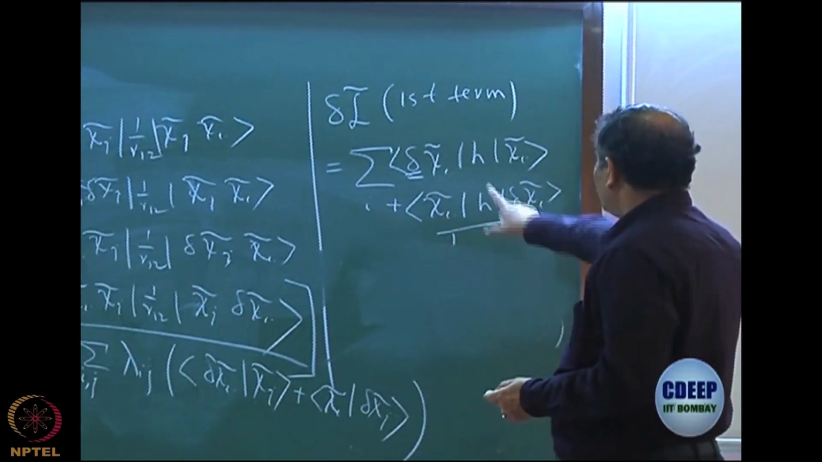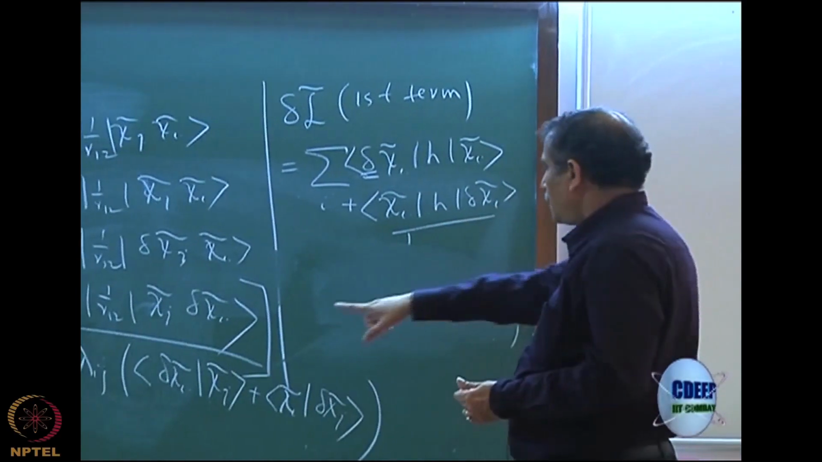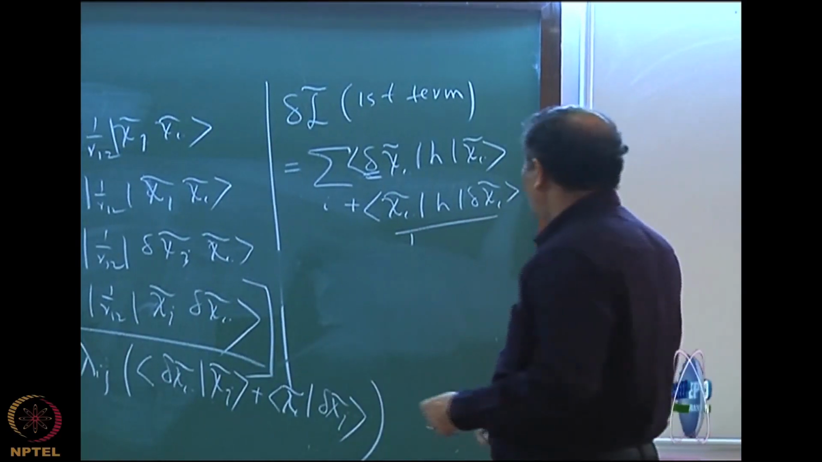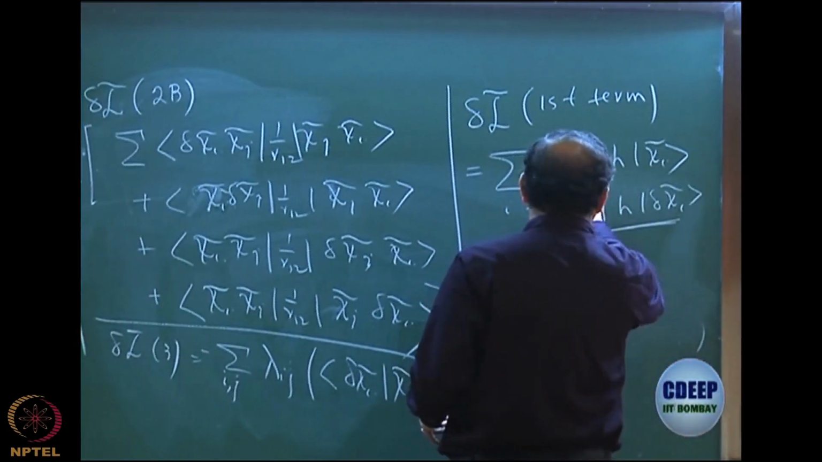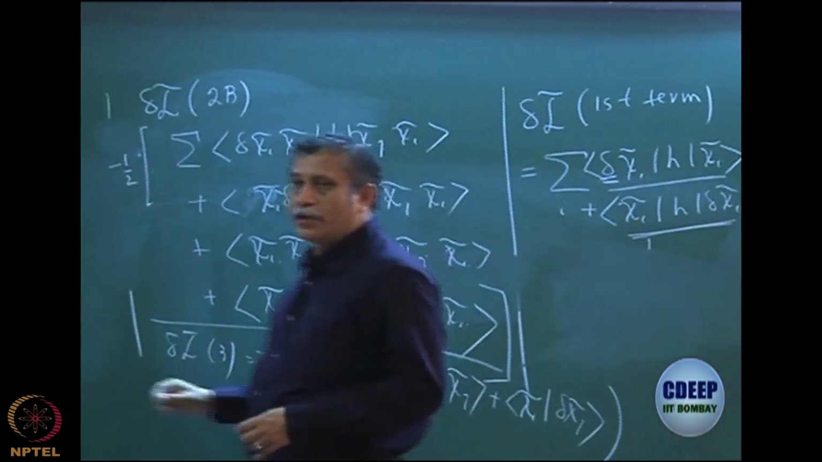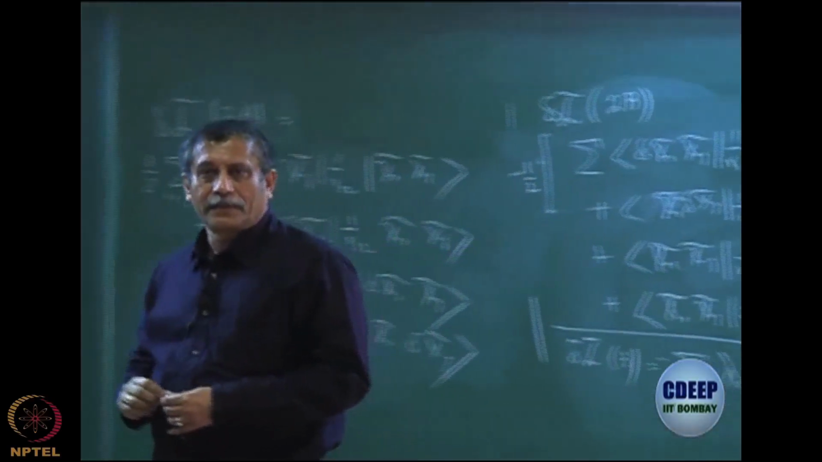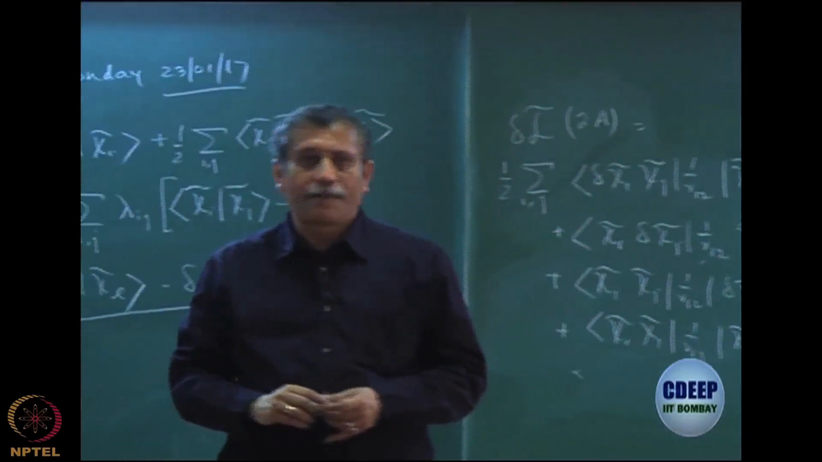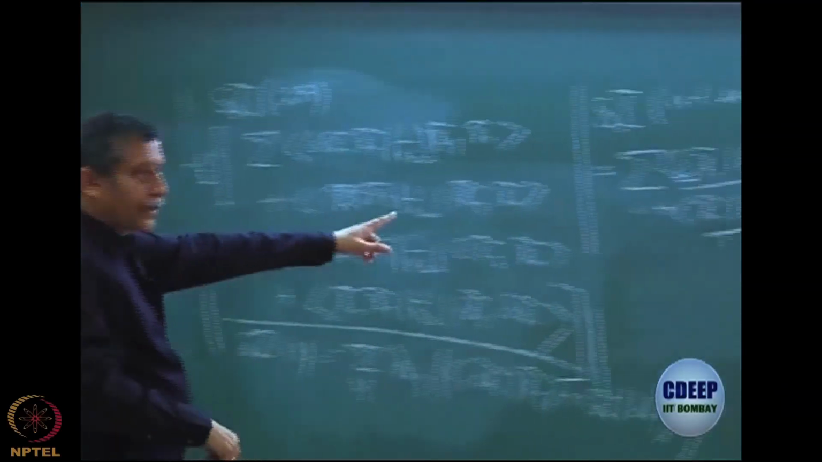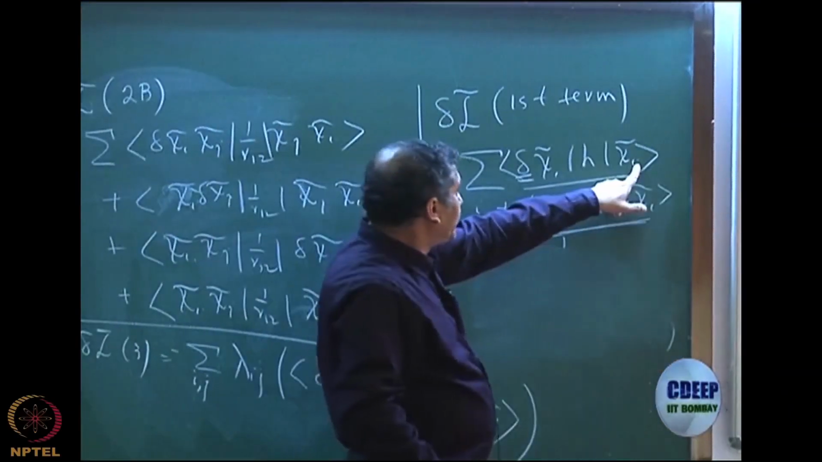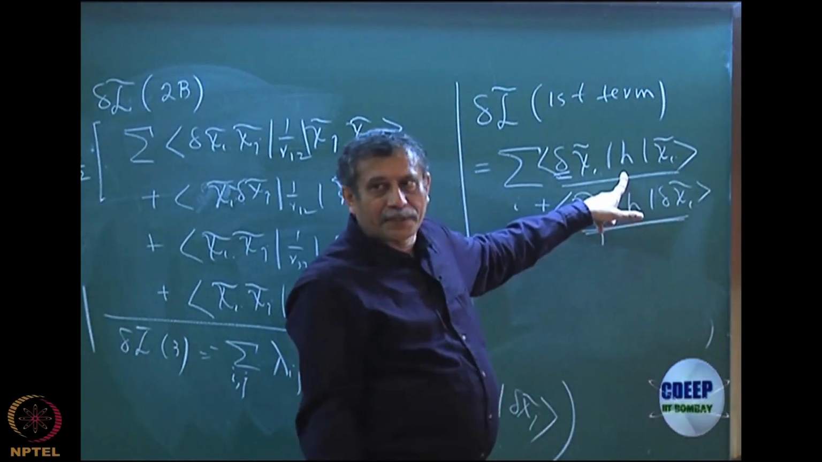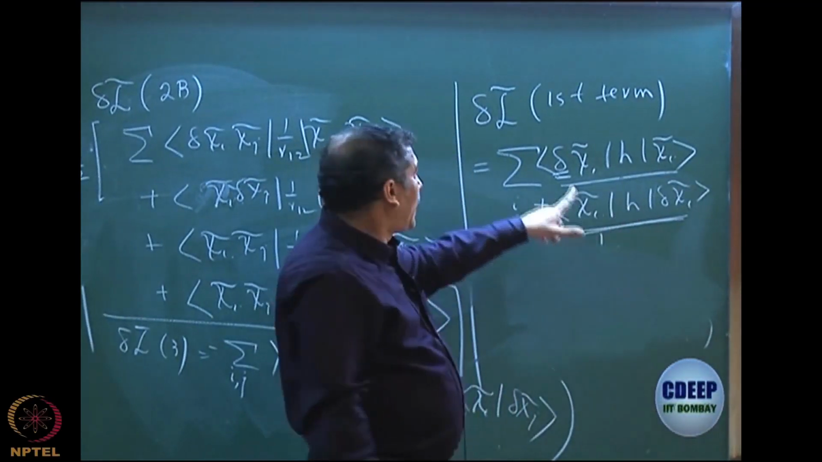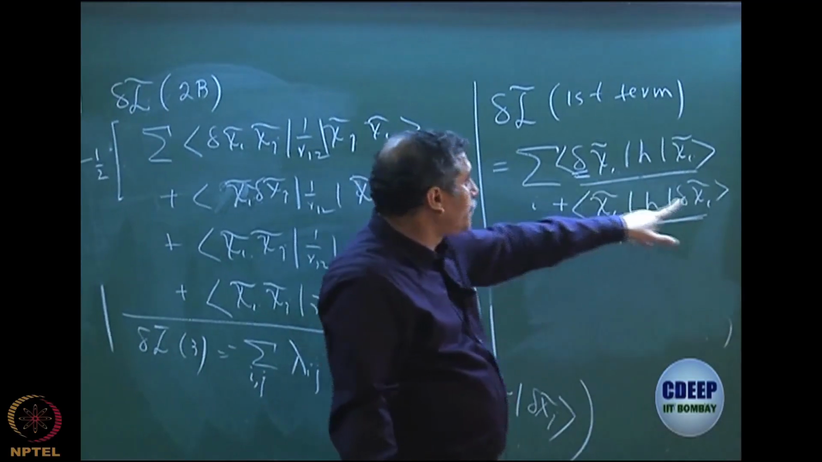You have this, this, this, and this. Out of which, if you notice, this term and this term are complex conjugate of each other. I hope you can see that. So if I take conjugate of this term, what will happen? How do I take conjugate? This one will become the left vector. H is a Hermitian operator, so it will remain the same, and this left vector will now go to the right.